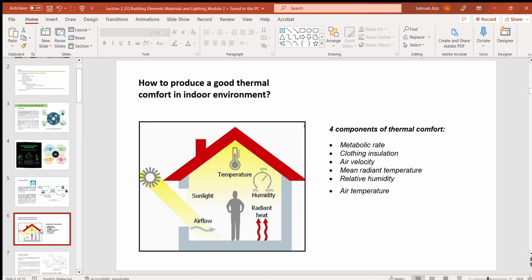Okay, how to produce a good thermal comfort in an indoor environment? So the components of thermal comfort are metabolic rate, clothing insulation, air velocity, mean radiant temperature, relative humidity, and also air temperature. We should consider all these characteristics to achieve good thermal comfort in an indoor environment.